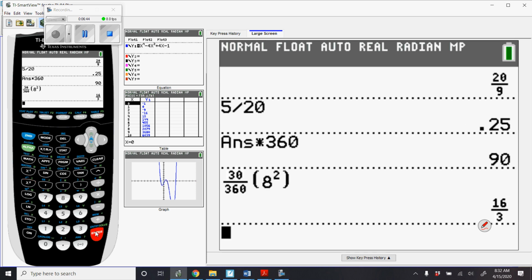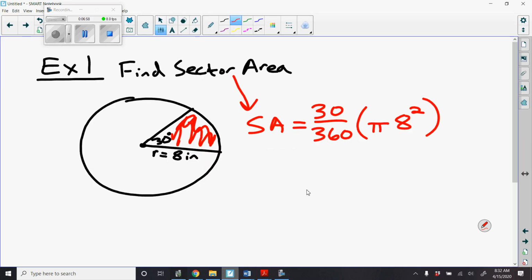And what I come out with is 16 over 3. Now I know that I didn't include the pi on my calculator because pi is irrational, it's going to make a nasty decimal, right? I can just go back here and say, okay, so my answer is 16 thirds pi. Don't forget the pi, and don't forget the unit. Our units are always square units here because we're talking about area.